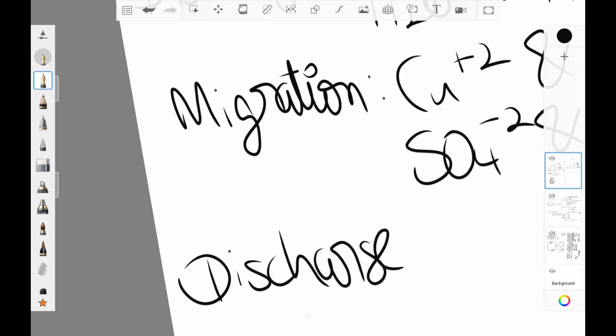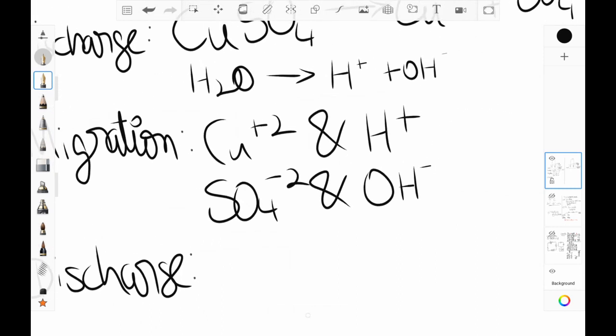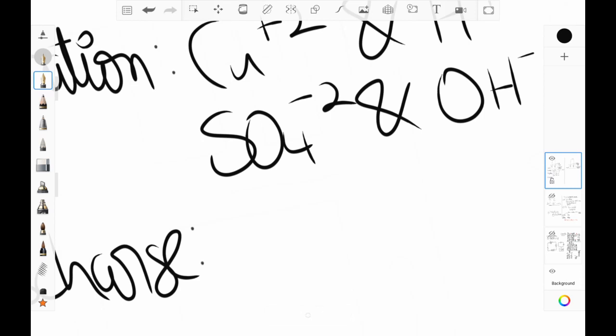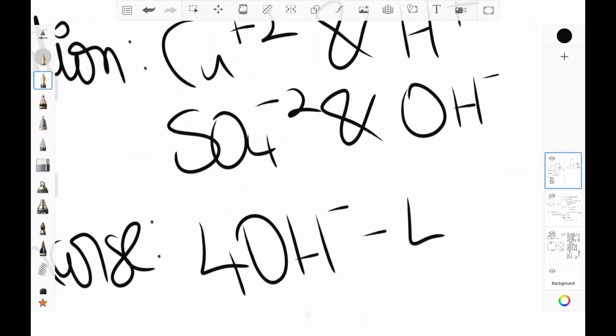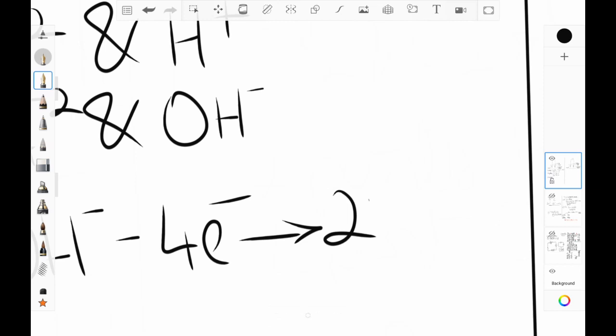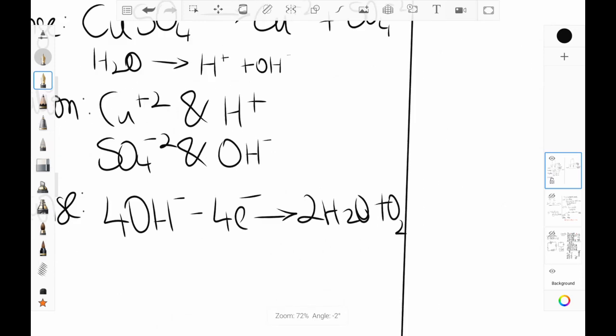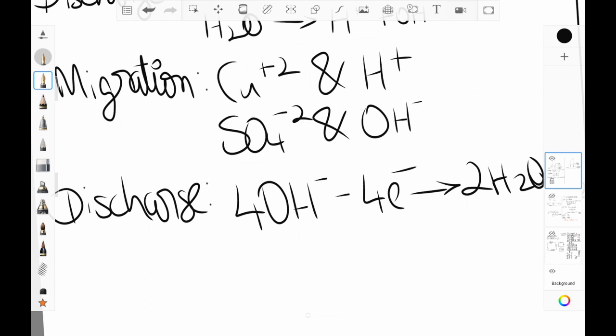Let's start with the anode. At the anode, you have the sulfate ions and then you have the hydroxide ions. By the laws of preferential discharge, hydroxide ions will be the ones to discharge. So let's just be quick with it. You would get this. Remember, this is a standard, so 2H2O plus O2.